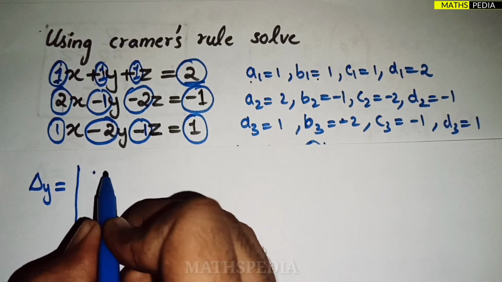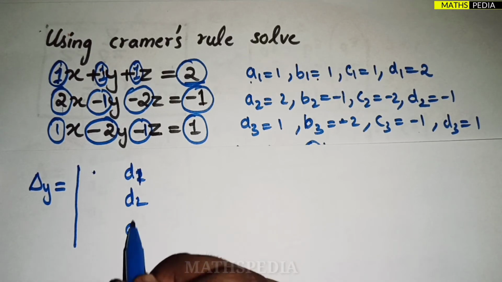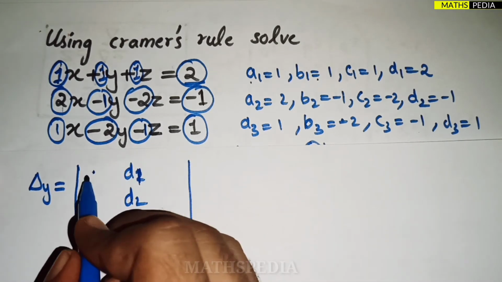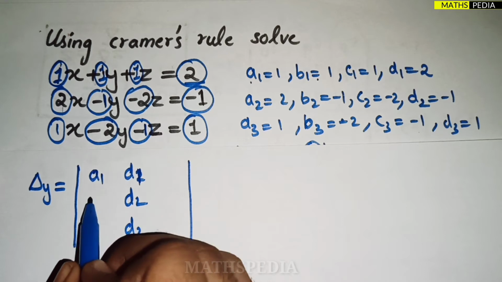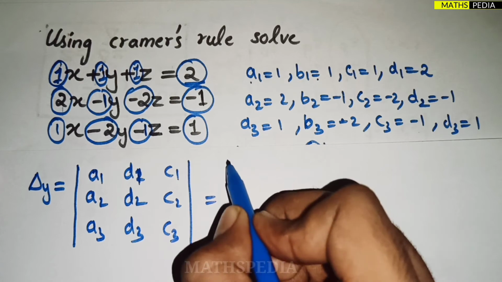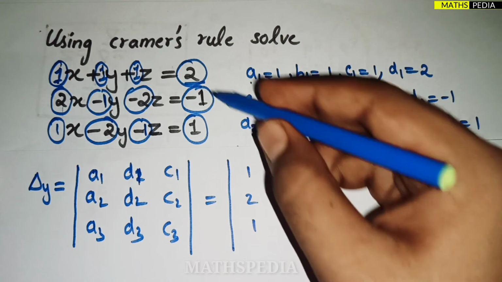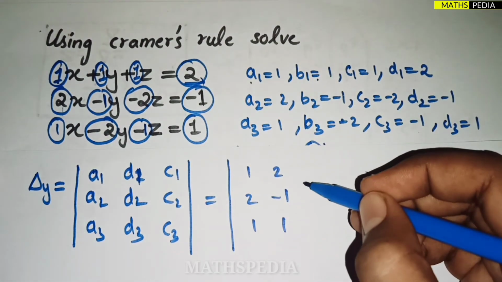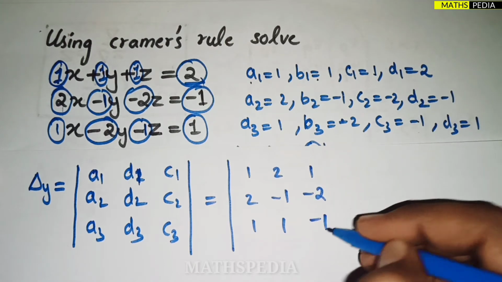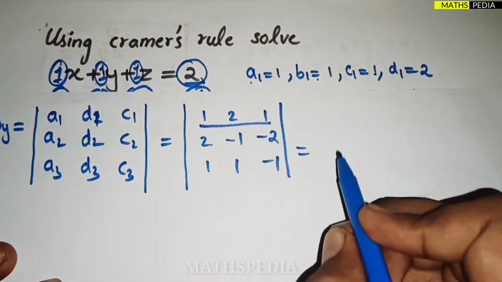So you have to place d1, d2, d3 in the second row, second column. Okay, so here what is left out? Ignore the y coefficients, so b1, b2, b3 you have to ignore, a1, a2, a3 you have to write, then c1, c2, c3. So a1, a2, a3 are 1 2 1, d1, d2, d3 are 2 minus 1 1, c1, c2, c3 are 1 minus 2 minus 1. So this thing we have to find out and determine, expanding through the first row.